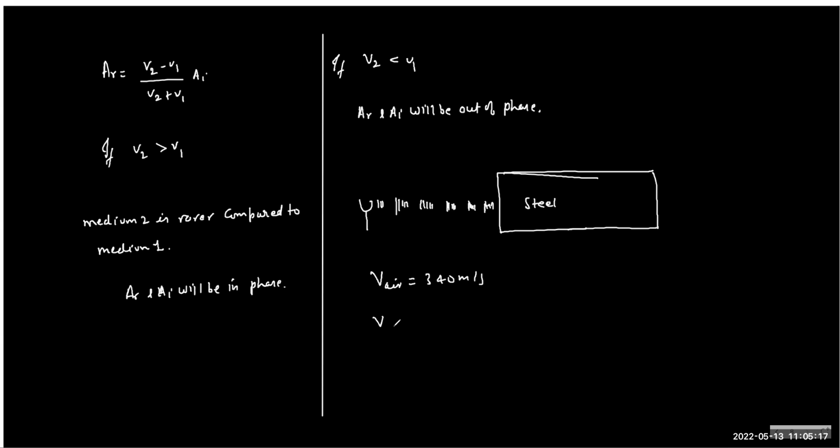But the velocity of sound in steel is roughly 5 kilometers per second. So for sound, it can move faster in which medium? Steel. Because it can move faster in steel, for the sound, steel is behaving as a rarer medium. So when a wave hits the rarer medium, the phase will not shift.